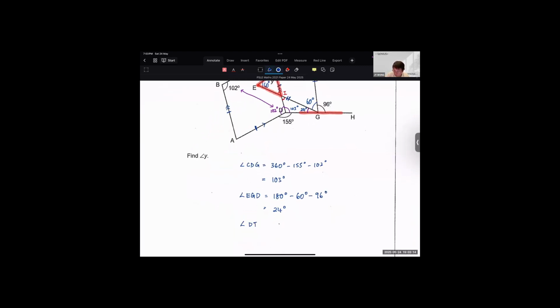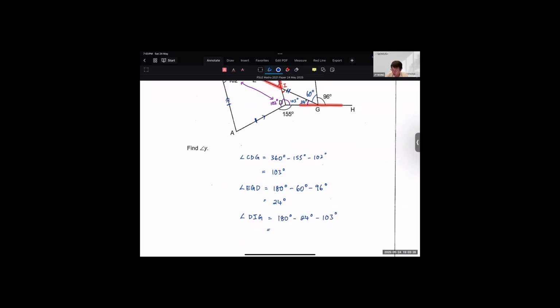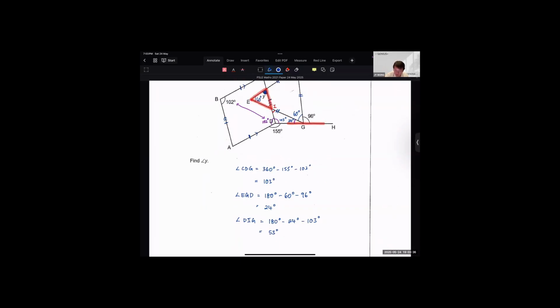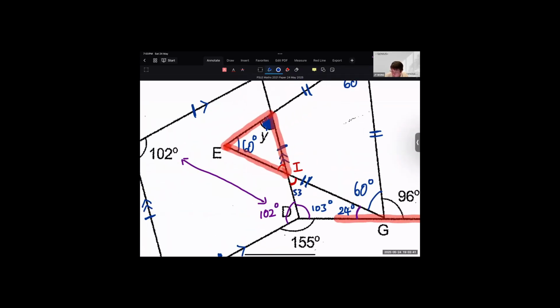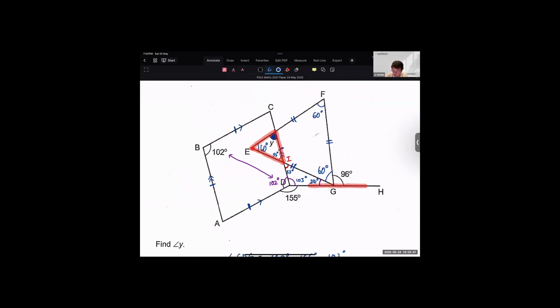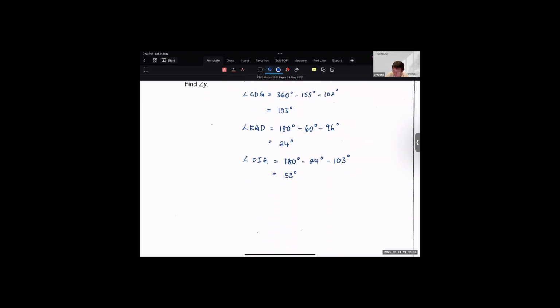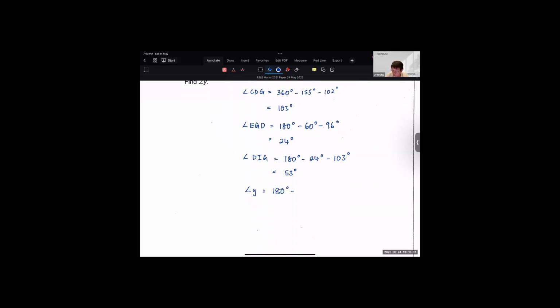So angle DIG is therefore equals to 180 minus 24 minus 103. And that should give you 53 degrees. And you should know that if this is 53, this will also be 53. And now you can go and find your answer to angle Y. And therefore, angle Y, again using sum of angles in a triangle, minus the 60 degree in the equilateral triangle, and minus the 53 degrees that you just found to give you 67.